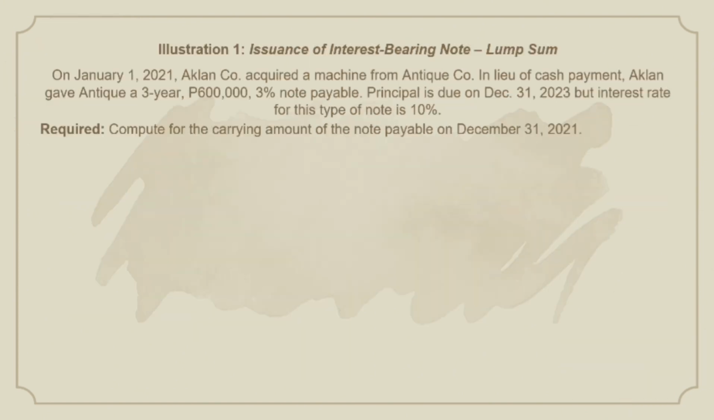So to expand our understanding, we have here the first illustration, the issuance of interest-bearing note using lump sum. On January 1, 2021, Aklan Company acquired a machine from Antique Company. In lieu of cash payment, Aklan gave Antique a 3-year 600,000 pesos 3% note payable. Principal is due on December 31, 2023, but the interest rate for this type of note is 10%. Requirement: compute for the carrying amount of the note payable on December 31, 2021.